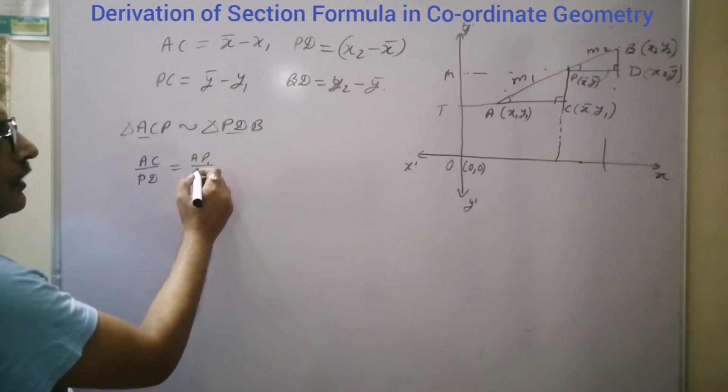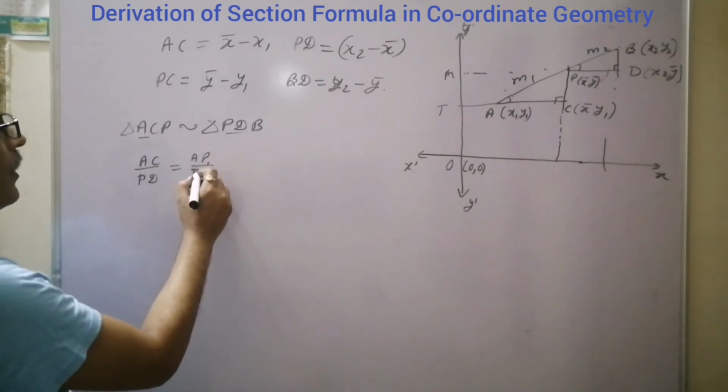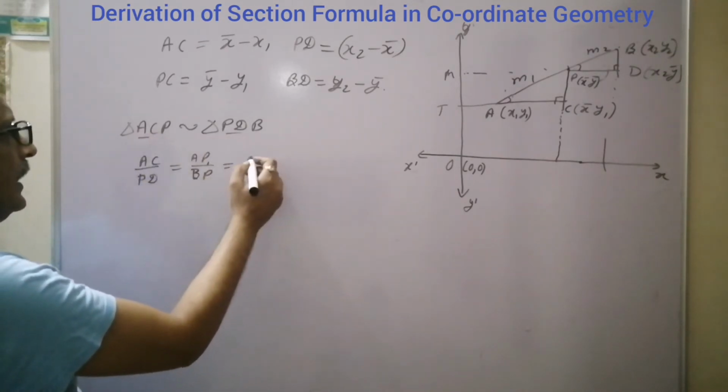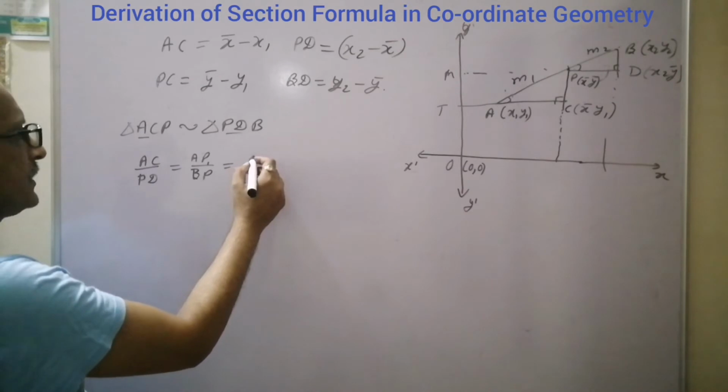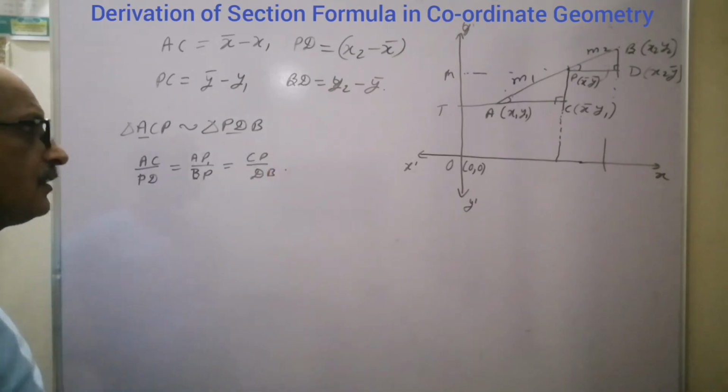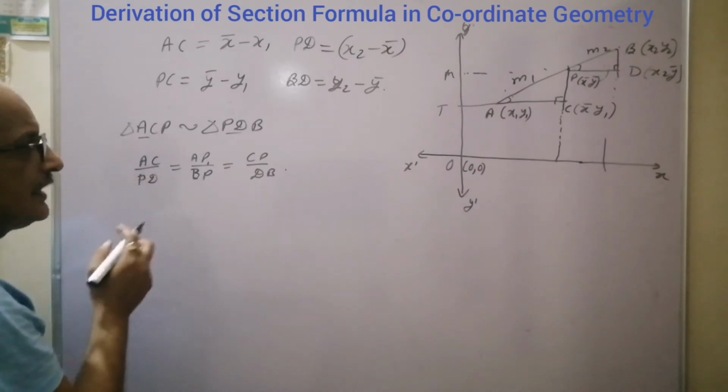upon BP, also equal to AC, CP upon DP. All this, it means what is AC?